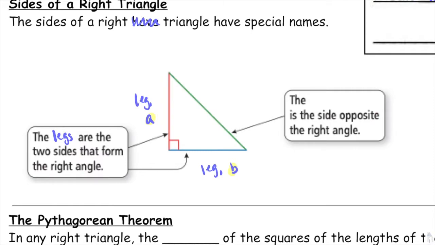This part, this green line, is different. This is the hypotenuse. Why is it called that? I don't know. It just is. It's just a label we give, and we will label this as leg C, or side C. So we have side A right here, side B, and we have side C.